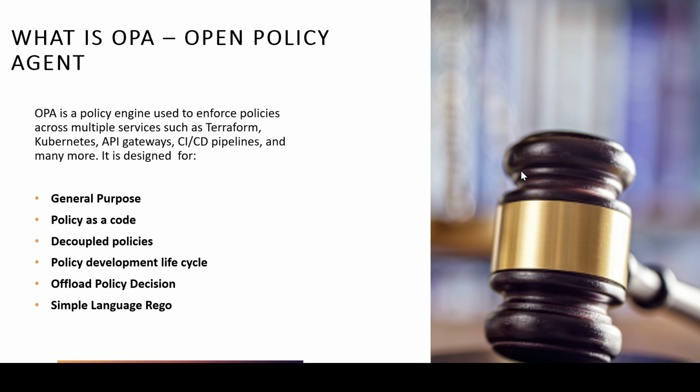Okay, now coming to the topic of today, which is what is OPA, Open Policy Agent. OPA is a policy engine used to enforce policies across multiple services such as Terraform, Kubernetes, API Gateway, CI/CD pipelines, and many more services, right? It is not designed for a single service. It is general purpose. General purpose means OPA is designed to work with any of your services, right? It is open to every service.